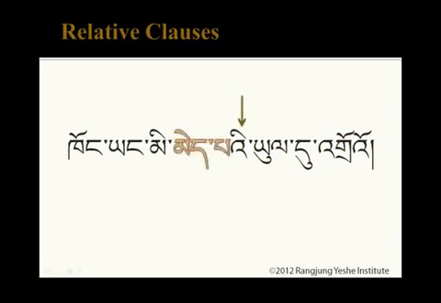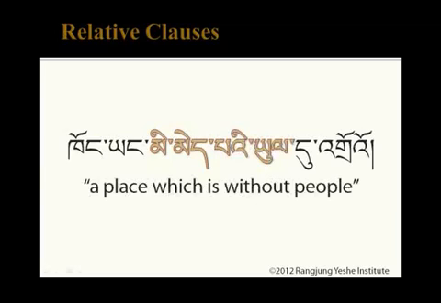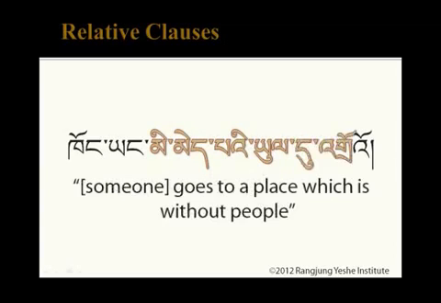Looking to the left of that, we see mepa. The pa here tells us that this is an infinitive verb. Since it's connected to yul, we know that this is a relative clause. Mepa means without. Without what? Looking to the left, we see mi, person. Mi mepa, without people. When we connect it to yul, we get the phrase, a place which is without people. So, someone goes to a place which is without people.